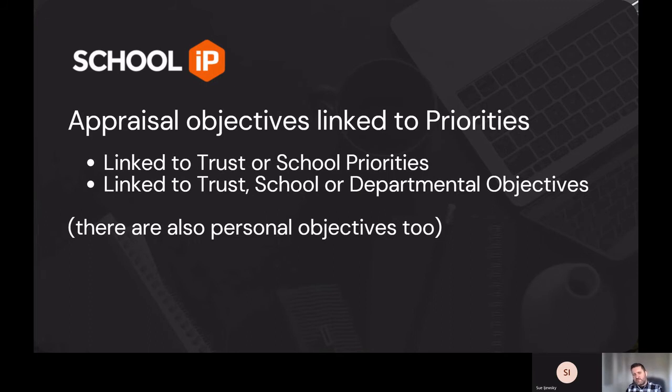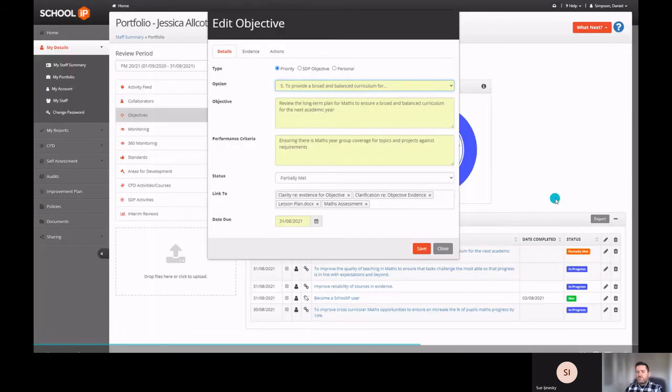So School IP is extremely flexible, and of course, we also offer personal objectives too. You can write your own. So when it comes to editing an objective, you simply toggle the radio button between priority, SDP objective, or personal.